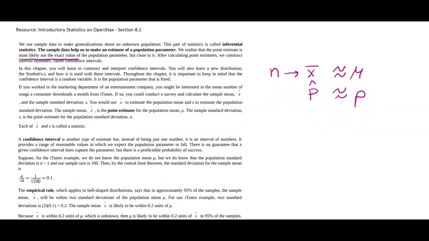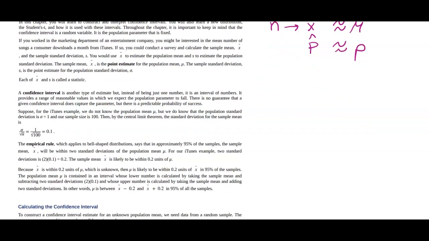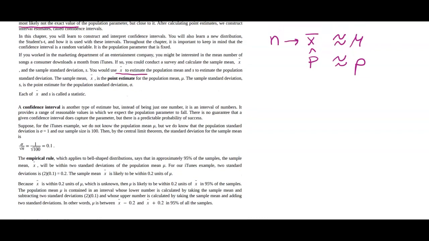So if you would like to estimate the population mean, you're going to use X bar to do so. Let's just say in this example you want to know the average number of songs consumers download on iTunes. You could do a survey, or you could even use random data from a sample. You get a mean and standard deviation. And you're going to use that sample mean to approximate the population mean, and that's what we call the point estimate. And that's where we actually center what we think the distribution should look like.